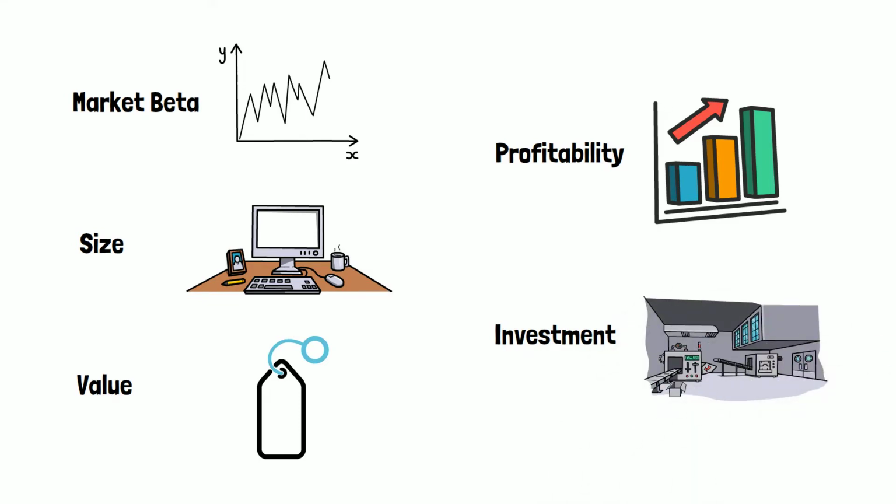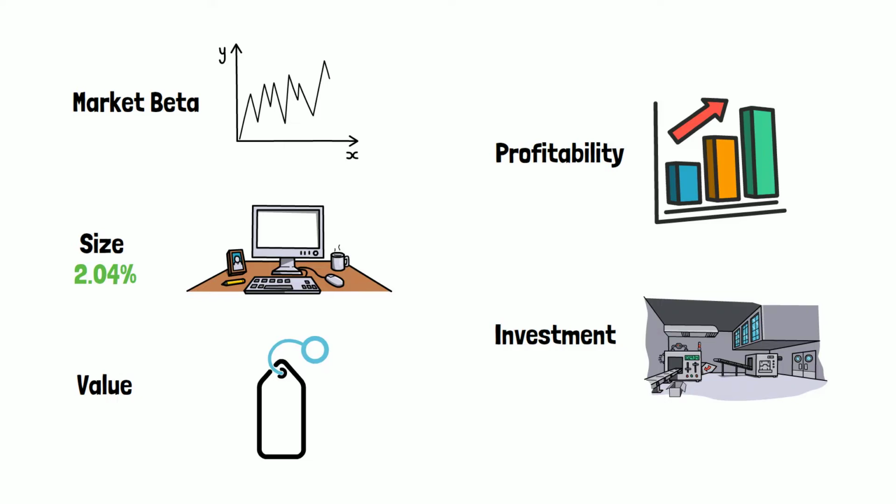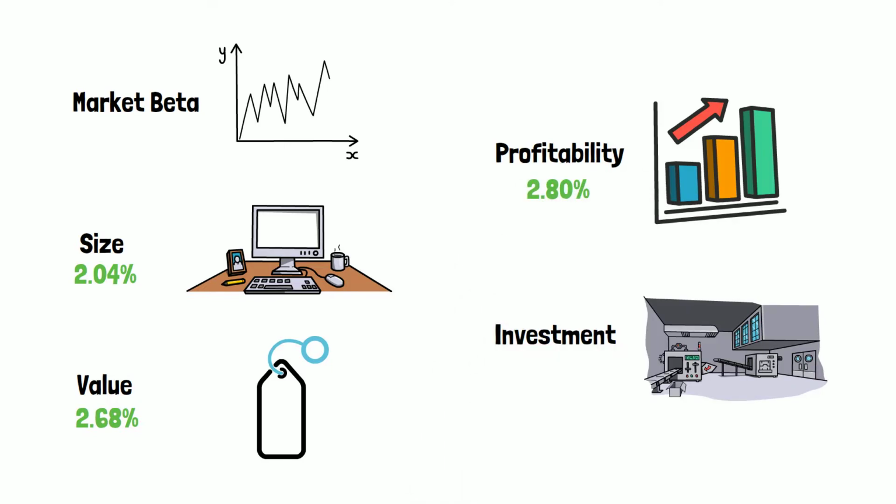Let's look at some historical data to check the annual return of these factors. In the US from 1963 to 2020, small stocks beat big stocks by 2.04%. Value stock beat growth stock by 2.68%. More profitable stocks beat less profitable stocks by 2.80%. And stocks with conservative assets growth beat those with aggressive asset growth by 2.93%. In developed and emerging markets, these factors also have similarly significant returns.